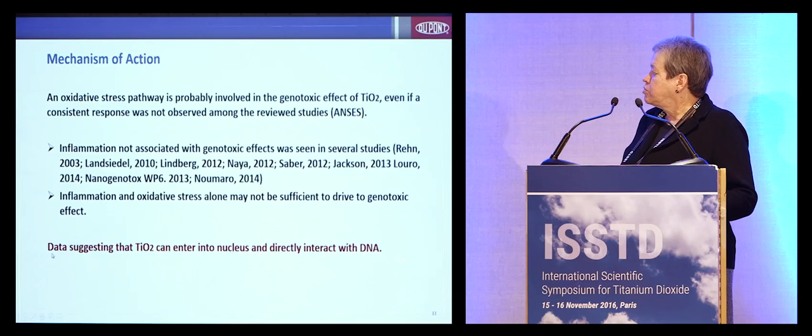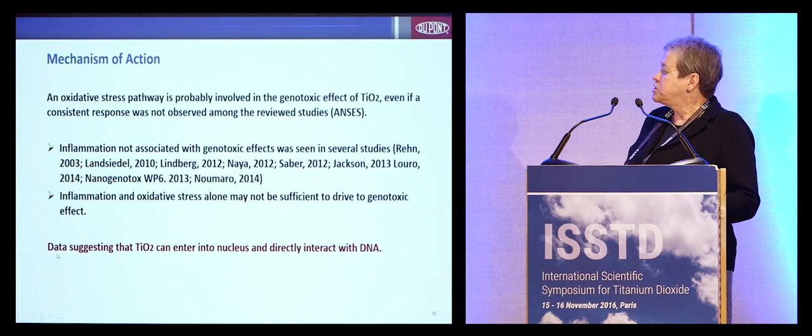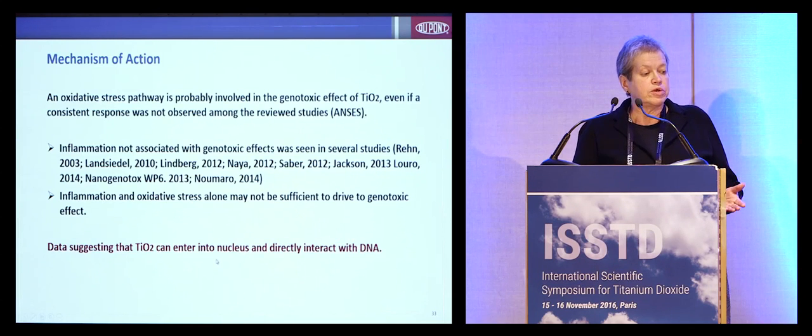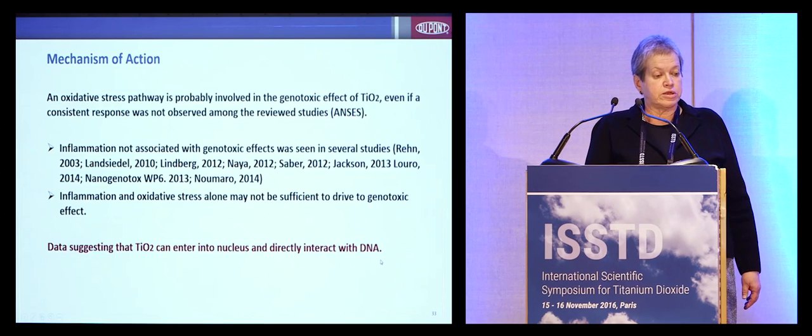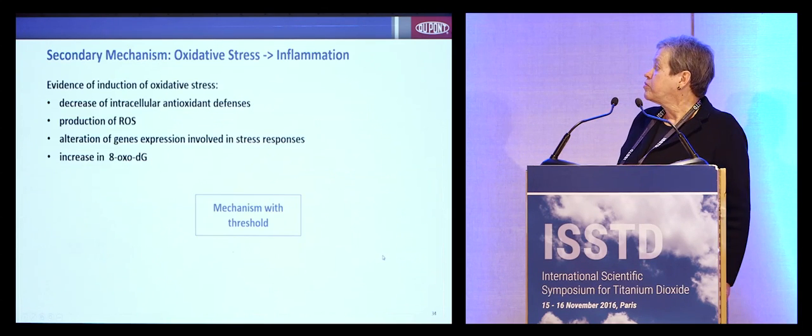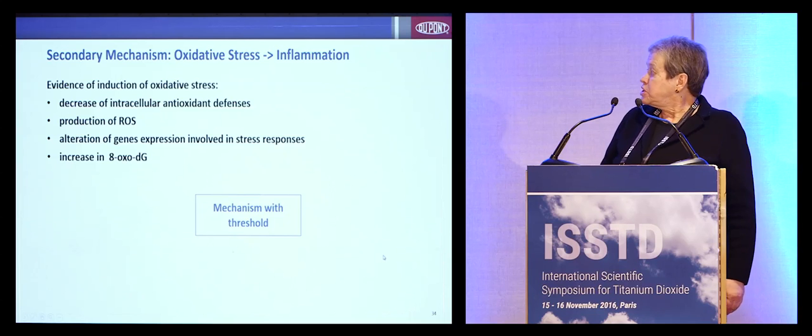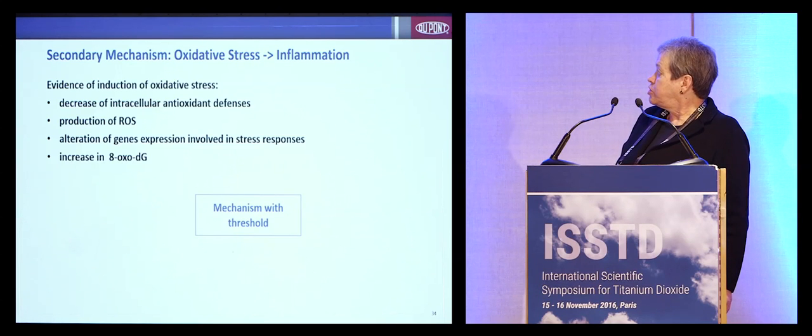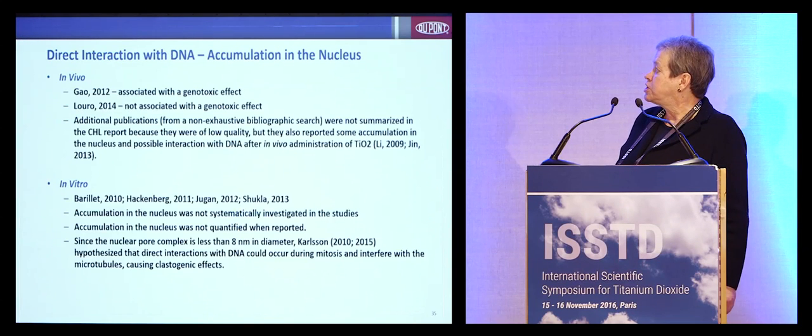And here we come to the other conclusion, that data suggest TiO2 may be able to enter the nucleus and directly interact with DNA. So the secondary effect would be the oxidative stress leading to inflammation. Much discussed mechanism of threshold. Let's go to the next slide.